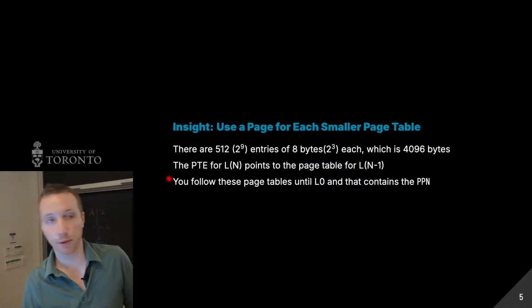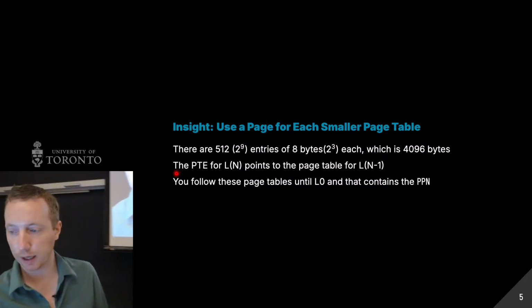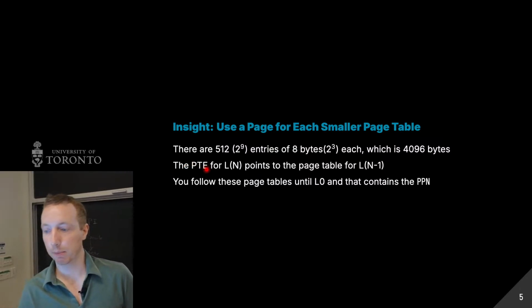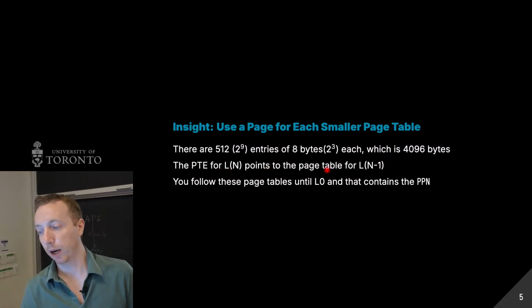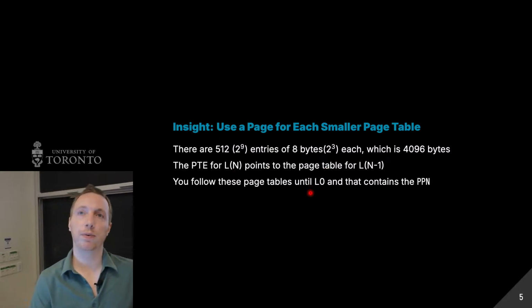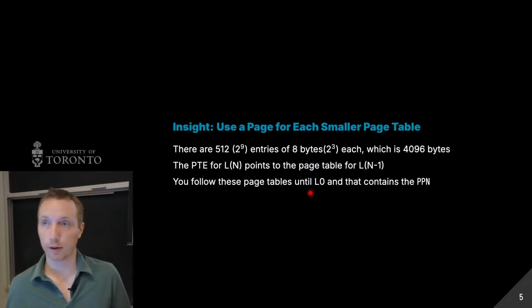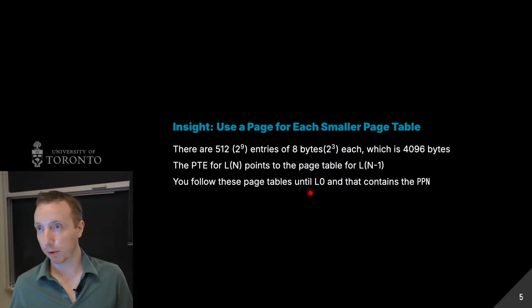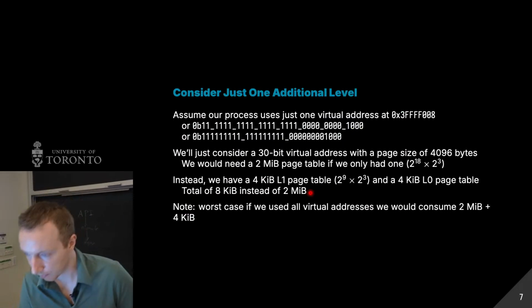And again, how it works, I can have any number of levels of page table. They all work the same way. The page table entry in LN points to the entry for LN-1, and so on, until eventually you follow however many levels of page tables you have until you hit L0, and that has the physical page number for this virtual page number and has the actual translation.